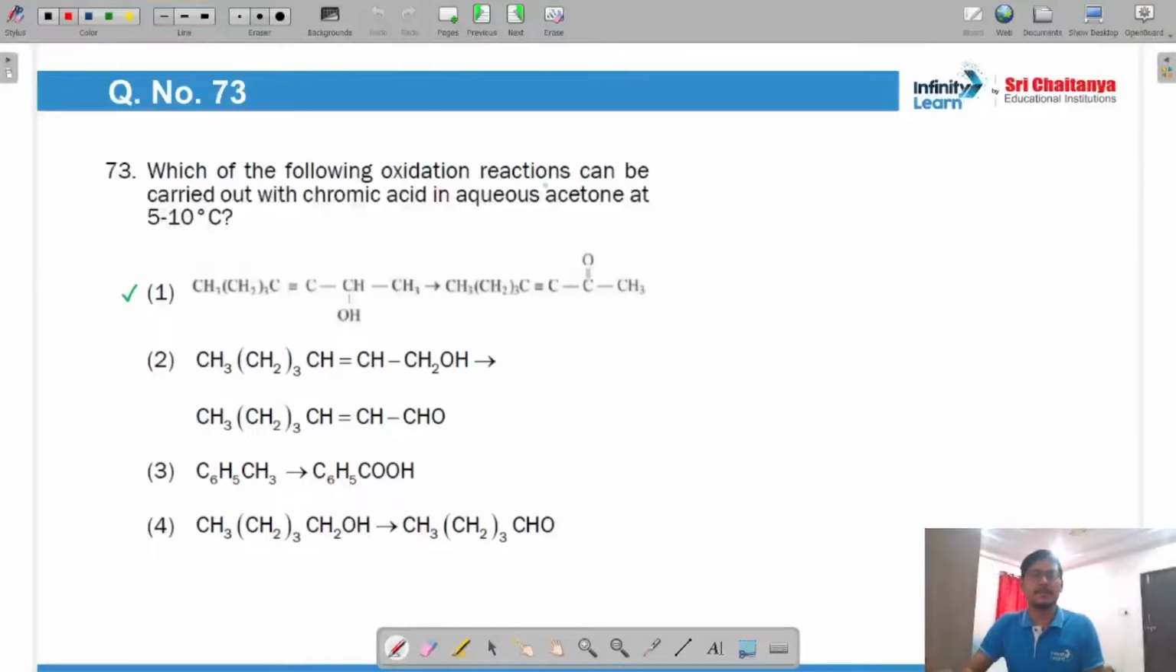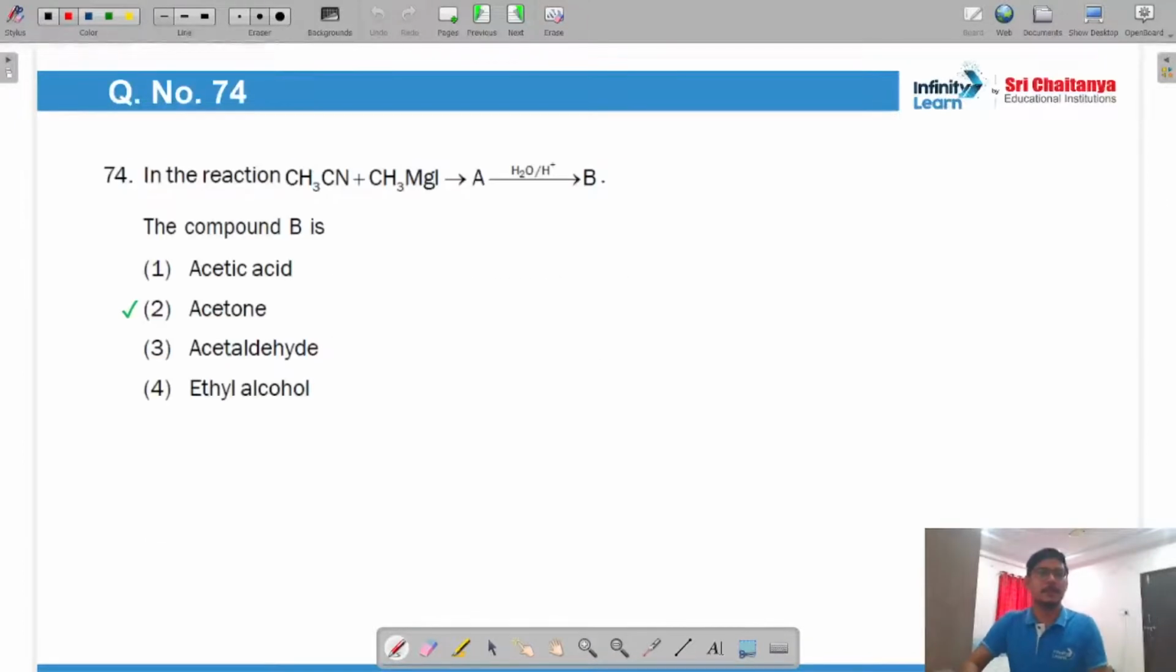Which of the following oxidation reactions can be carried out with chromic acid and aqueous acetone? This is the correct answer, right? Because we are oxidizing a secondary alcohol to a ketone. Is that clear? Chromic acid is a strong oxidizing agent. It will not oxidize alcohol to aldehyde, but to carboxylic acid, right? So this is the correct answer.